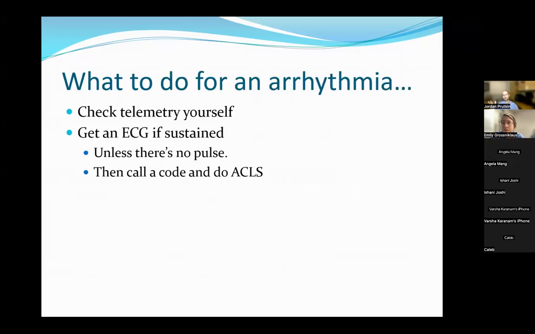So what do you do if you're called for an arrhythmia? The first thing is, assuming the person's on telemetry, check it yourself. We have really good teletechs, and we have good nursing also, although I think our teletechs, I've learned from them even, because I think they're really good. So check the telemetry yourself. Don't take anyone else's word for it. At the very least, maybe you'll learn something. And then if the arrhythmia is sustained, it's always best to get an EKG, unless there's no pulse. And if there's no pulse, please call a code.